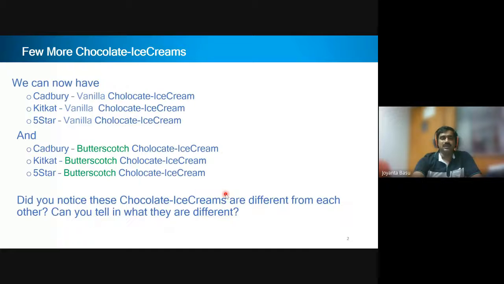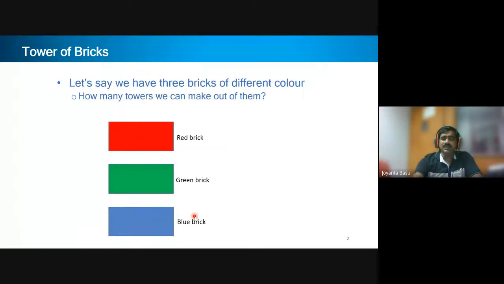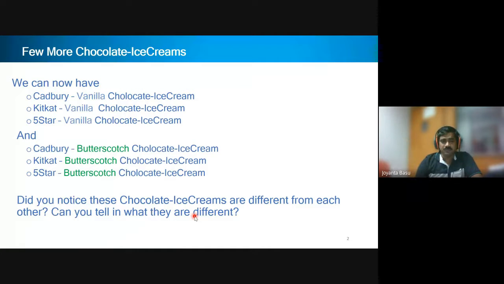Okay, so what are those? So we can have the Cadbury vanilla chocolate ice cream, Kit Kat vanilla chocolate ice cream, Five Star vanilla chocolate, and also Cadbury butterscotch, Kit Kat butterscotch, Five Star butterscotch. So there are many combinations. Do you notice these chocolate ice creams are different from each other? Each and every chocolate ice cream is different in flavor. Okay, so six combinations are possible. So we will say this is a problem of mix and match.